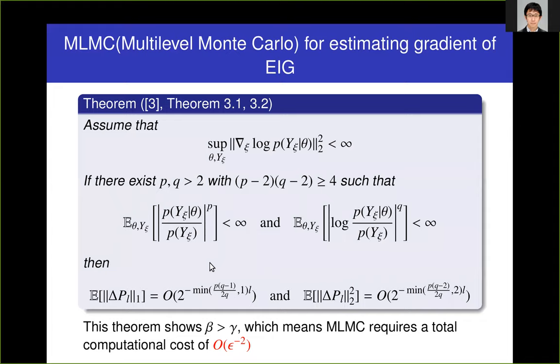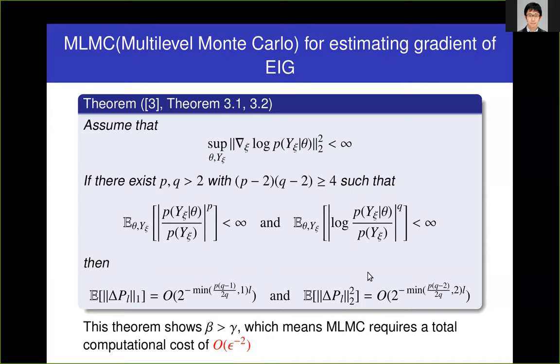And this is the theoretical result of our study for the gradient of EIG. Again, using the definition of P_L in the previous slide, our study shows the expectation and variance of delta P converge at the rate shown here. And this means that delta P_L achieves a higher convergence rate of variance, beta, than gamma. And using the basic theorem of MLMC as shown before, we can show that the total computational cost of the MLMC estimator is of order epsilon to the minus 2. This is, again, better than the previous method, nested Monte Carlo, because the computational cost of NMC is of order epsilon to the minus 3.